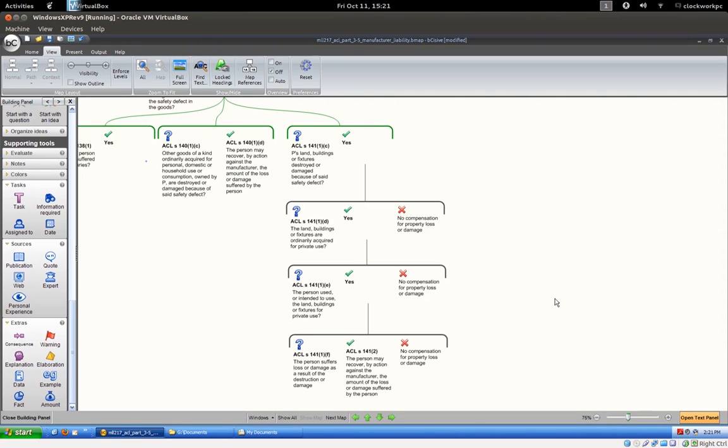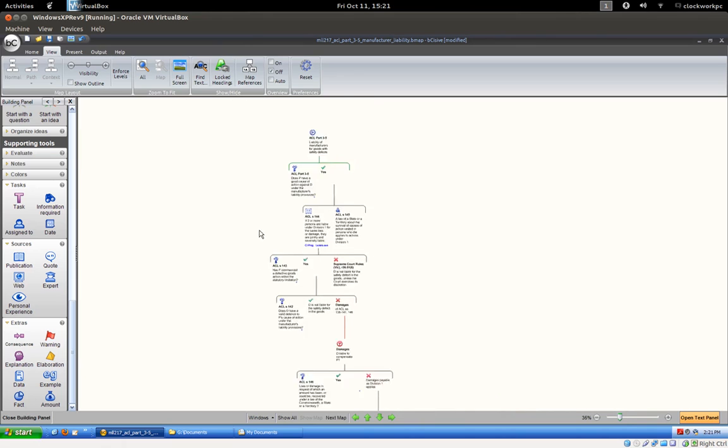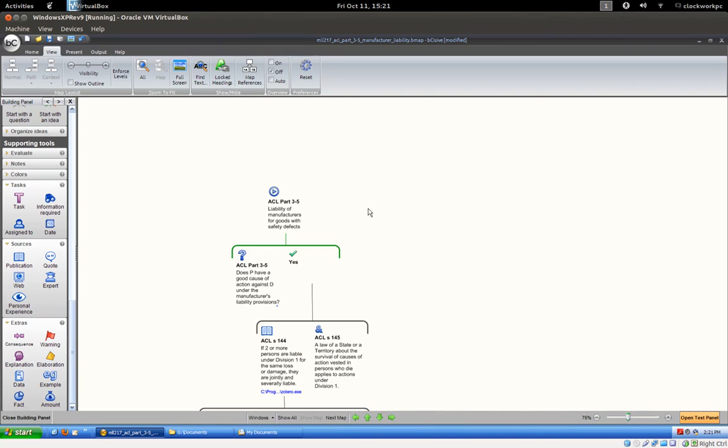And so the stipulations of this provision of 141 are that it's land, buildings, fixtures, that it's ordinarily acquired for private use, that you intended to use it for private use, and that you suffered loss and damage as a result. Similarly, with 140, it's household items that you actually intended to use. So you couldn't make that claim under 140 if you had bought a whole lot of ingredients and you're a commercial cook. It's not that sort of thing. So that's pretty much it for the topic of liability of manufacturers for goods with safety defects pursuant to the Australian Consumer Law Part 3.5.